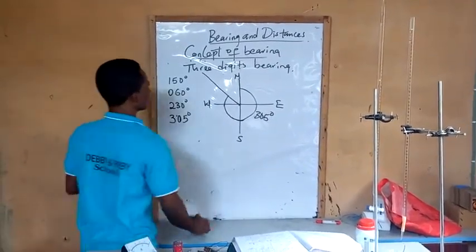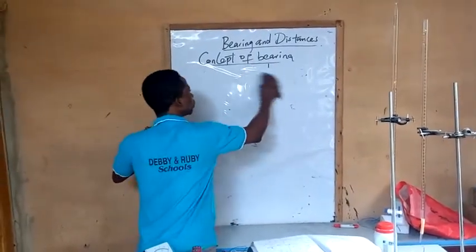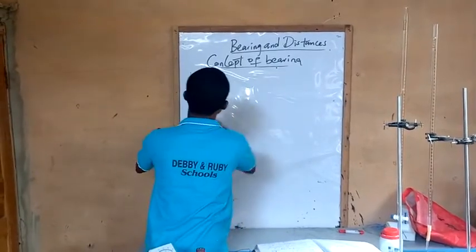And that's that. Okay, after that, what's the next thing you have to know about bearing? You have to know equivalence.